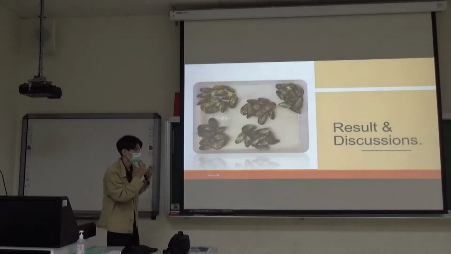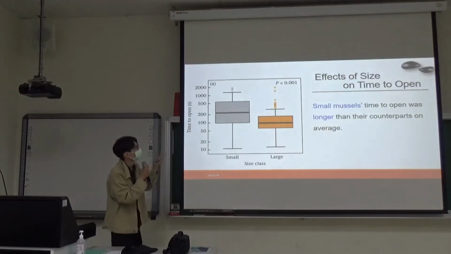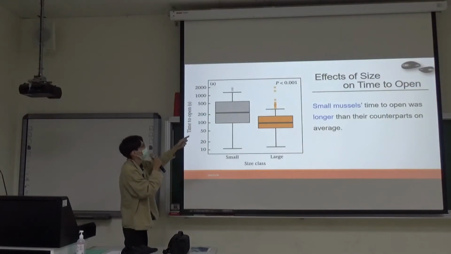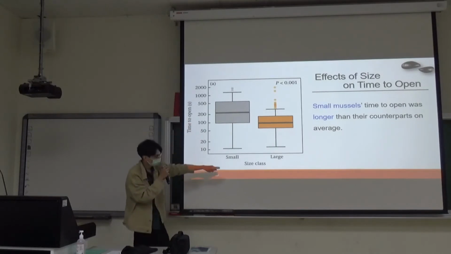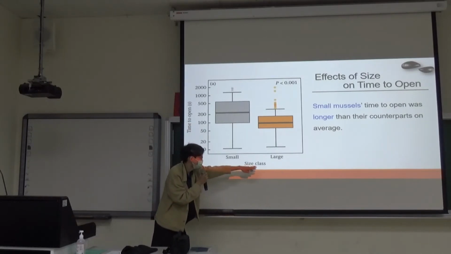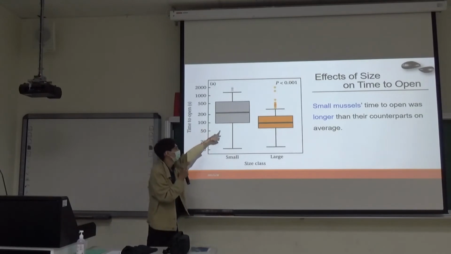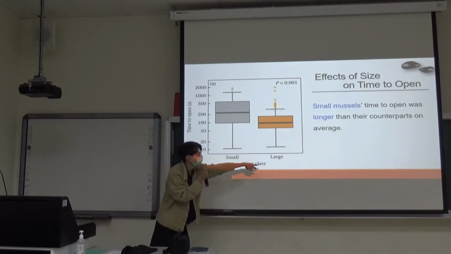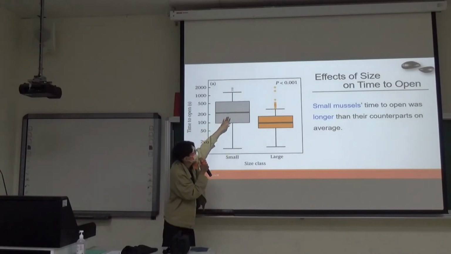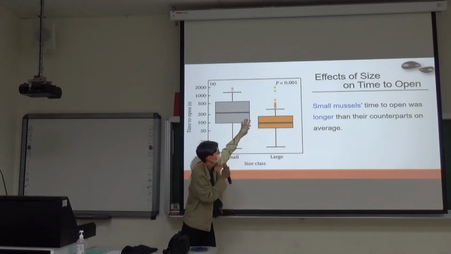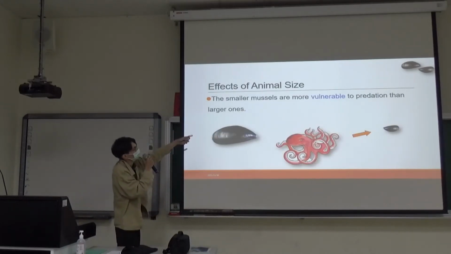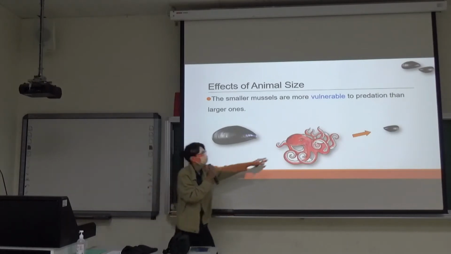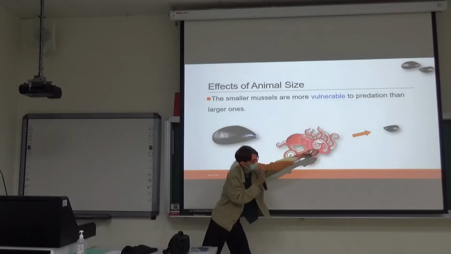Okay, let's talk about the results and the discussion. First, I want to talk about the size. You can see this figure. The y-axis is the time to open, and the x-axis is the size class. The gray one is the small, and the orange one is the large. You can see that for the small mussels, the time to open was longer than for the large ones. So we think the smaller mussels are more vulnerable to predation than the large ones. I mean, the predator prefers to eat the small mussels.